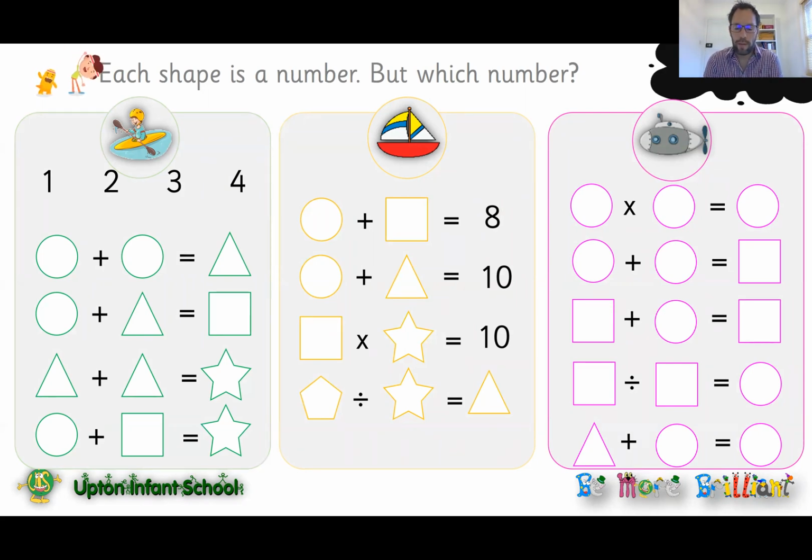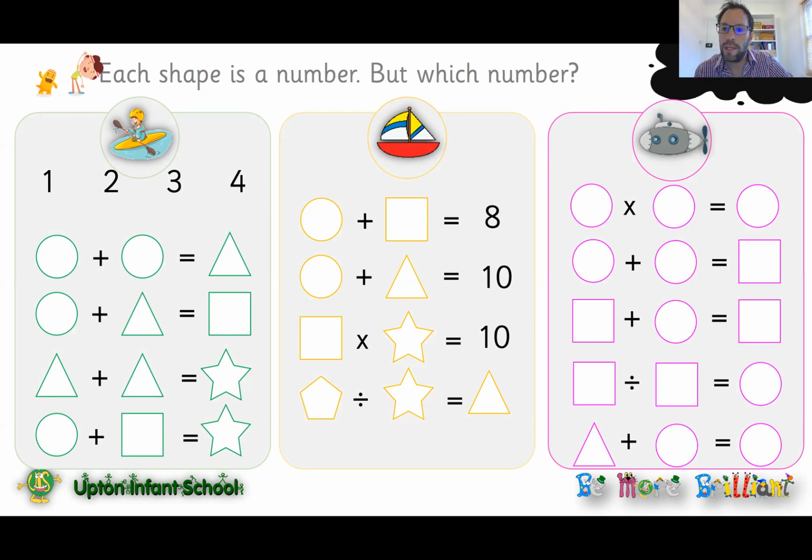You might want to try the middle yellow challenge. And if you try that one, well, I haven't given you a choice of numbers. It could be any number that you use, but I have given you some of the answers. So we can see that circle add square equals 8. So you've got to use, again, trial and error to see if you can work out what numbers go in all of those shapes. And then on to our final challenge, the submarine challenge.